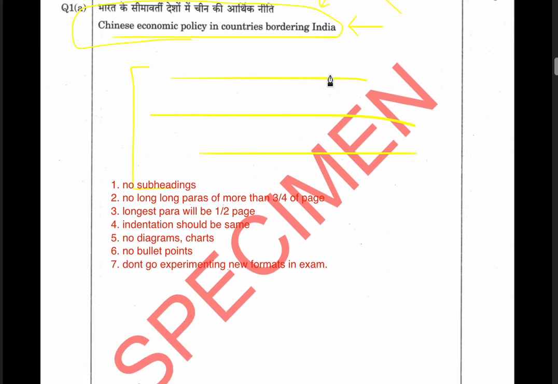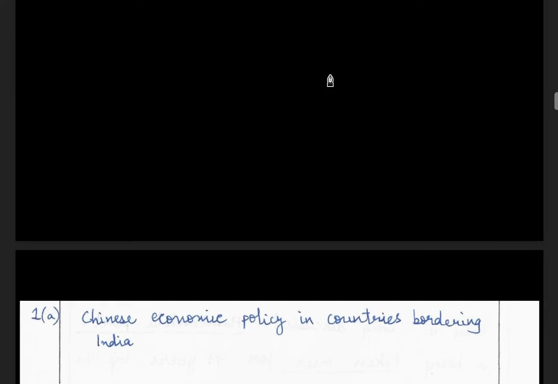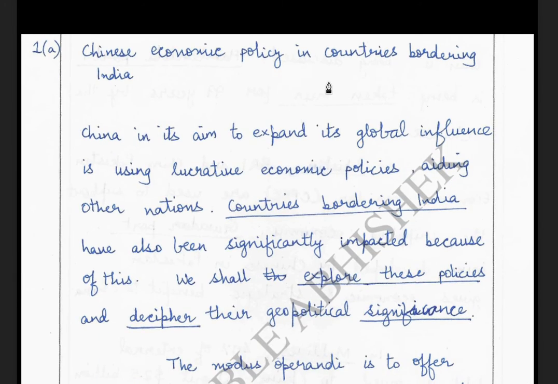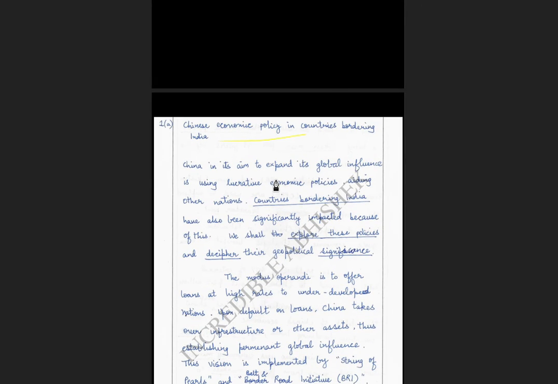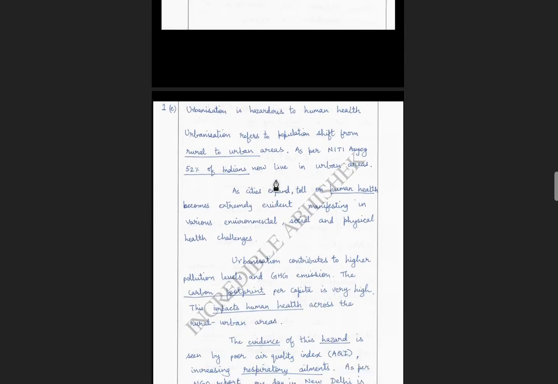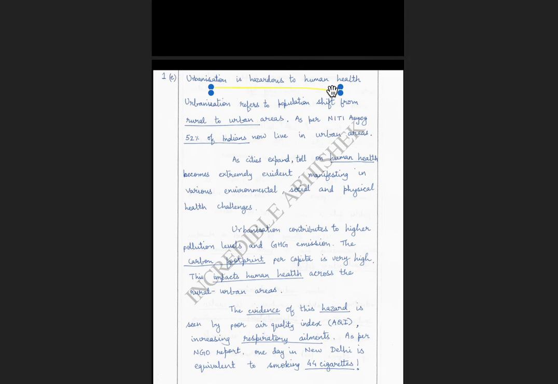Okay, so these are the 3 pages. So we are almost 20 minutes into it. Now I'll show you, there are 3 essays. China economic policy, 3 pages. Urbanization is hazardous to health.